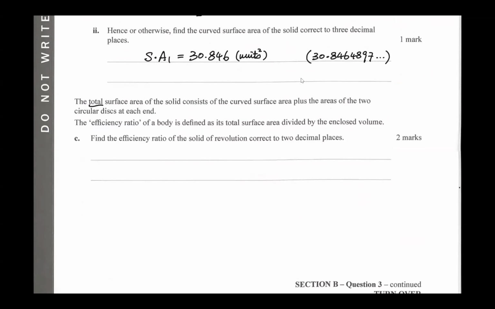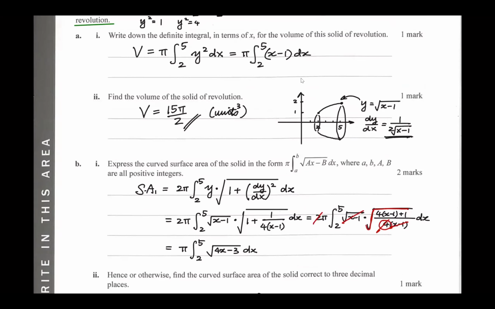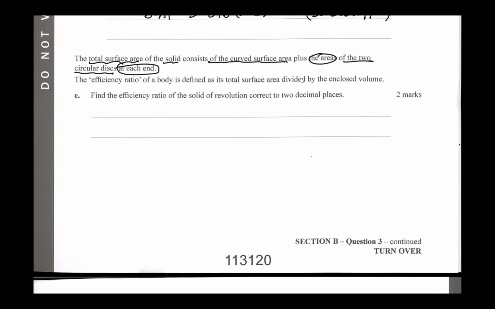Okay. The total surface area of the solid consists of the curved surface area plus the areas of the 2 circular disks at each end. So basically, the diagram we sketched is very useful. So now, not only are we considering the curved surface area, but also we need to look at the 2 disks.